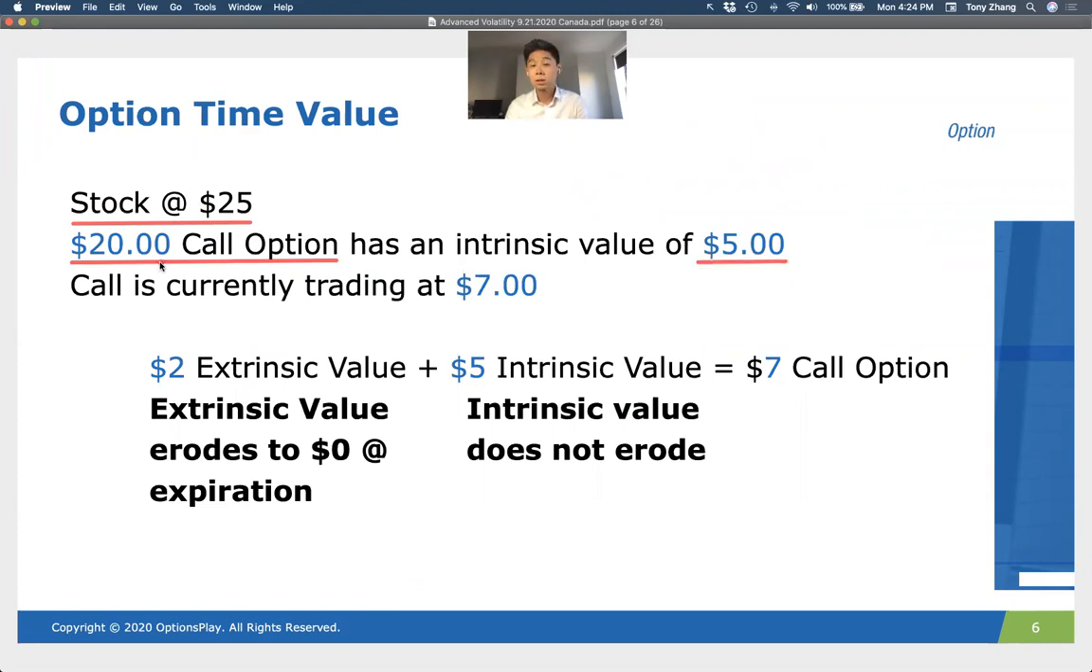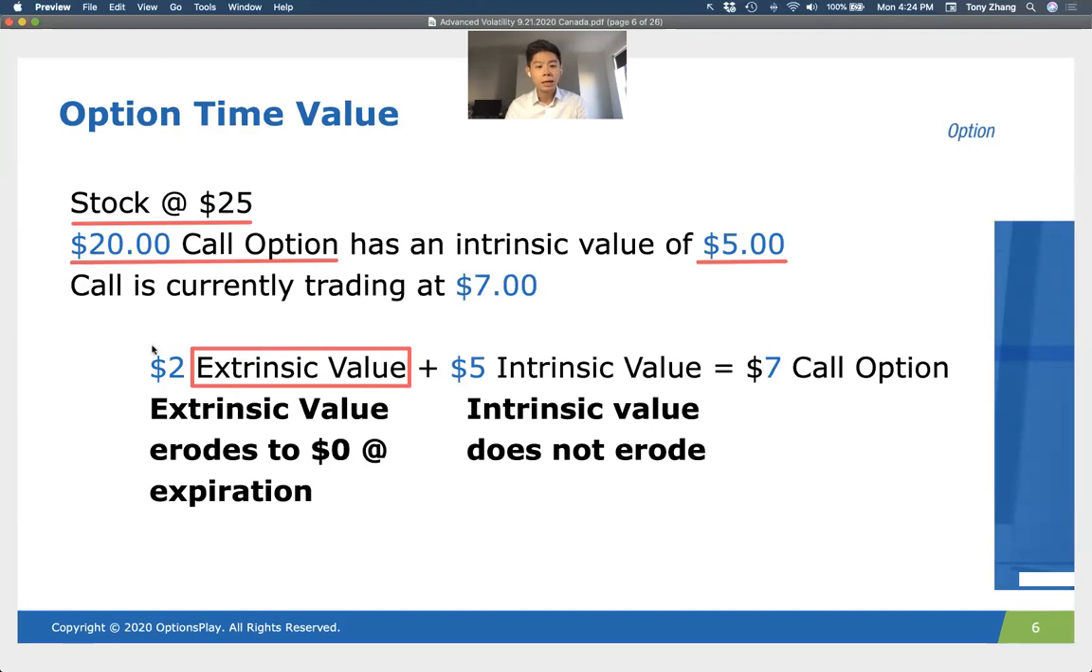Because if I exercise this call today and I can buy the stock for $20 and immediately sell it for $25, that has an intrinsic value of $5. That is something that cannot change regardless of what the future expected value of that option is, or the future expected volatility of the stock is going to be. However, there's a second component of each option price, and that's extrinsic value.